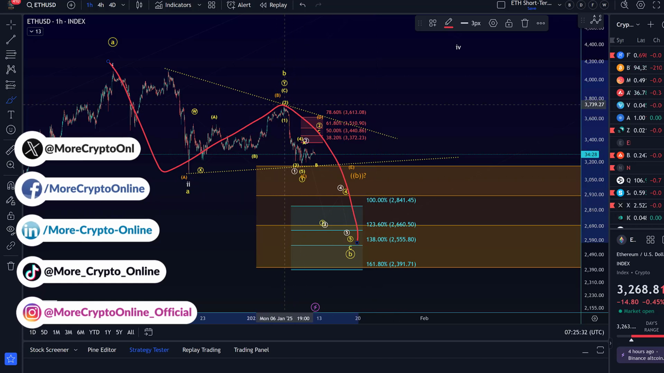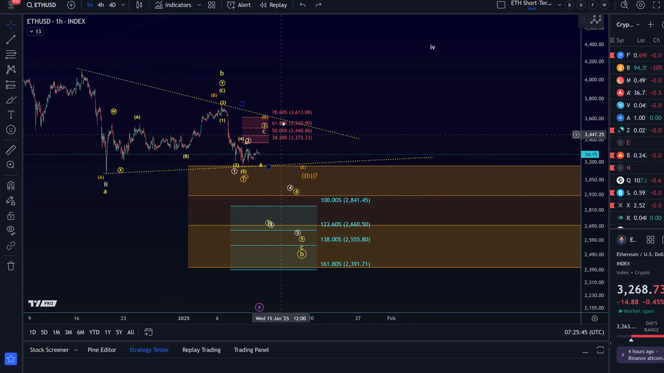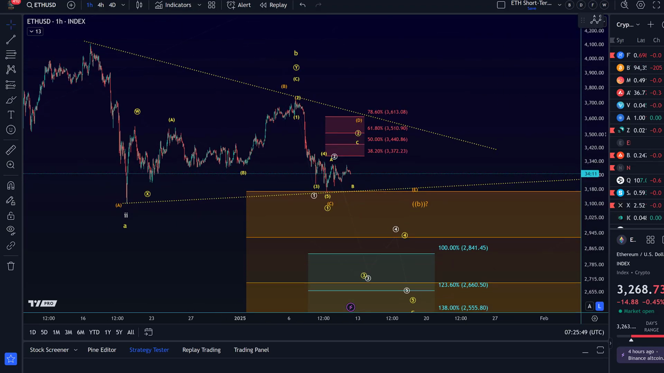The C wave down could unfold in 5 waves: 1, 2, 3, 4, 5. Even though I think there will be a potential to finish the correction a little early, so we might not need that last 4-5 pattern, for example. But for now, the trend is down, especially as long as the market is holding below resistance, which is defined between $3,372 and $3,613. This is standard resistance, and against that resistance area, the trend is down.